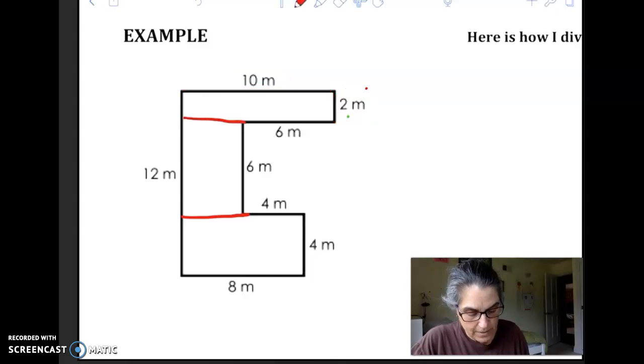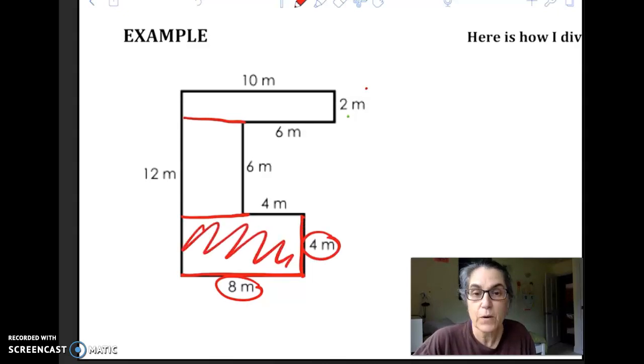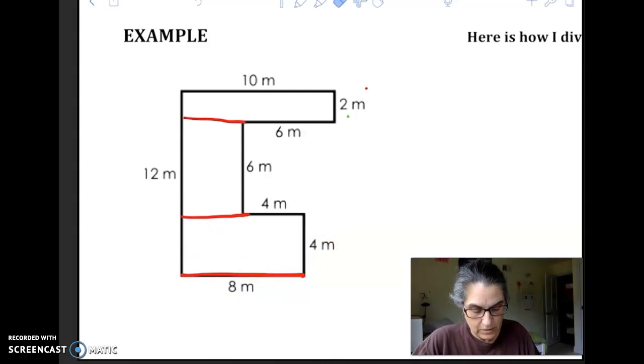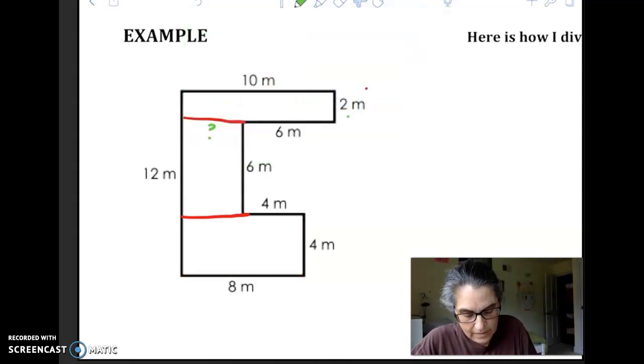And on the bottom one, I can see this side is 8. That was one of the given dimensions or lengths. And I can see this side is 4, so I would find the area of this part of the shape by just doing 8 times 4, and I would get 32. So then the question arises as to what these little lengths are here, those missing lengths. And there's a couple different ways I can find them.